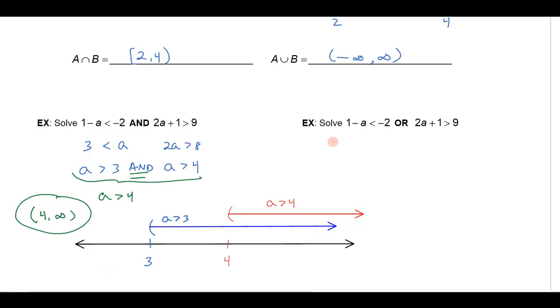Now you'll notice right next to it I have this same problem. The 1 minus A is less than negative 2, and 2A plus 1 greater than 9, but the difference is this "or" between them. All right, so I'm going to end up with exactly the same. If I do the algebra, I'll still get A is greater than 3, but in this case I'll get the word "or" A is greater than 4.